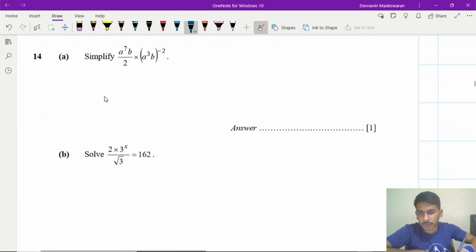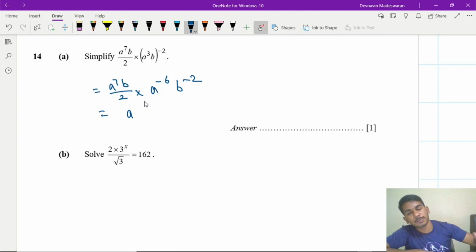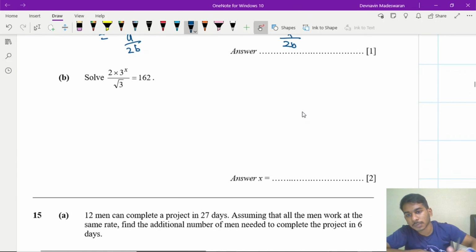Simplify that thing. Let's just multiply everything inside. A to the power of 7 b over 2 times a to the power of negative 6, because it's going to be a cube, and then it's all in the denominator. Then it's going to be b to the power of negative 2. Then we move all the things again inside. a to the 7 at the top and a to the power of 6 at the bottom cancel, you're going to get a to the power of 1. Then b over b squared is going to become b here, and that 2 will remain at the bottom. So it's going to be a over 2b.